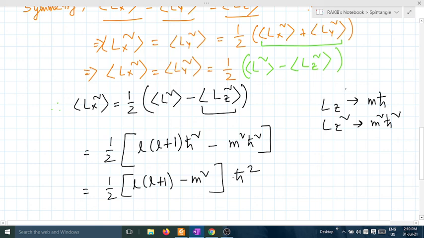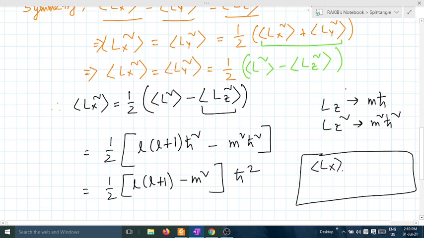This one is the first problem where we have calculated two values: the expectation value of Lx operator is 0, and the expectation value of Lx square operator is not 0, it is this value. Okay, this one is the expectation value of the Lx square operator. Is it fine? Okay, thank you.